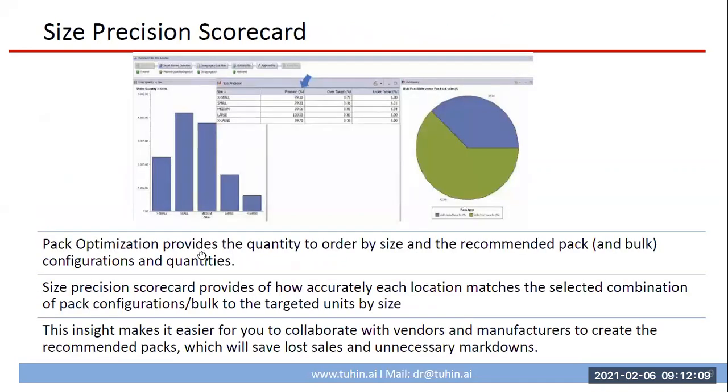Okay, so yeah, exactly that's what I was mentioning. So we create the size precision scorecard. That provides how accurately each location matches the selected combination of pack configuration or bulk to the targeted units by size. So exactly how much of every pack size is required by which population, at what store, on what day we do it. So the pizza example that I was giving to you.